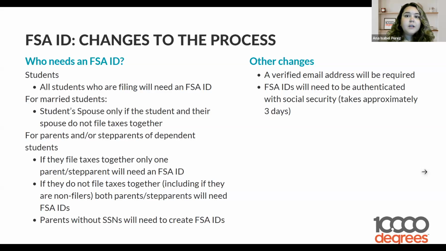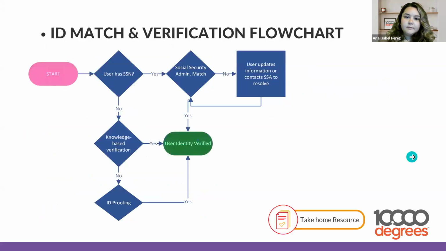Additional changes: in the past, we were able to put an email address just for your FSA ID. This year, you do have to verify it. We'll talk about the three-step authenticator. And FSA IDs do have to be authenticated with a social security number, and for those that don't have a social security number, they still have to be verified. This can take up to 3 days. It's not uncommon for us to see that they need to get verified. So if you're working with your students, it's okay if it says it has not been verified. If you need to submit additional documents, the FSA will make sure to give you that information.